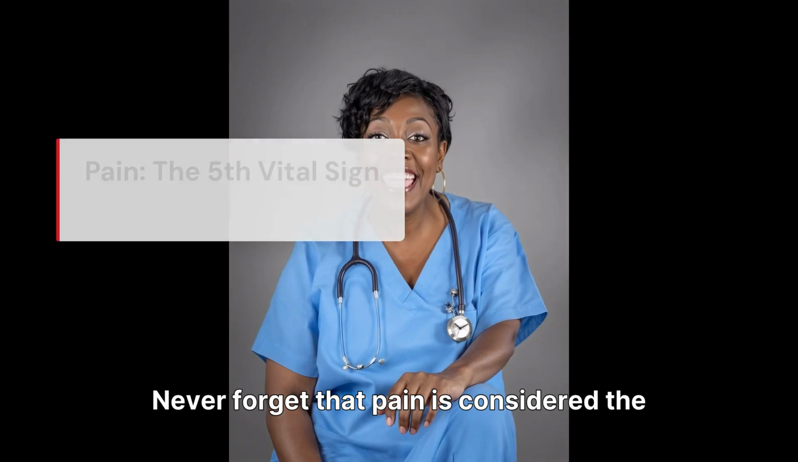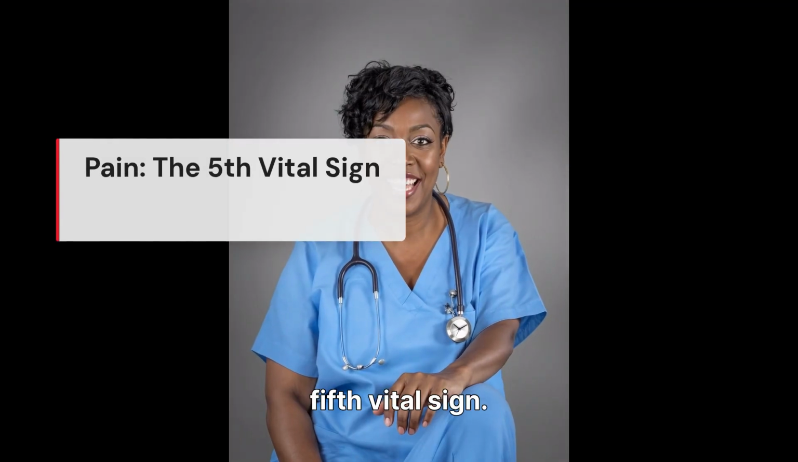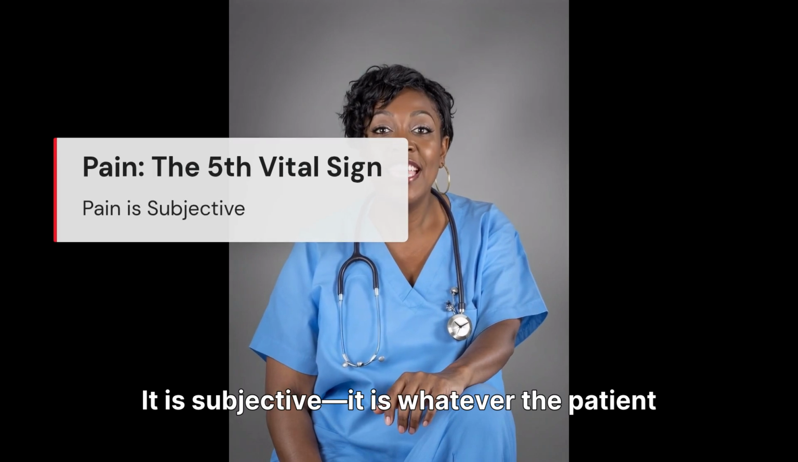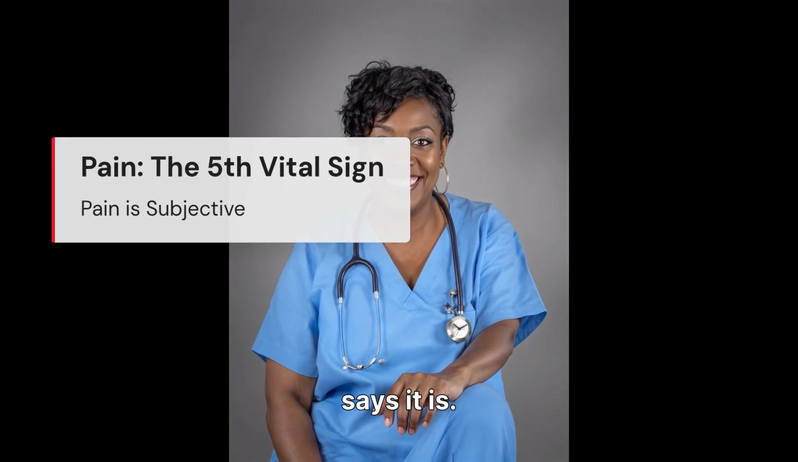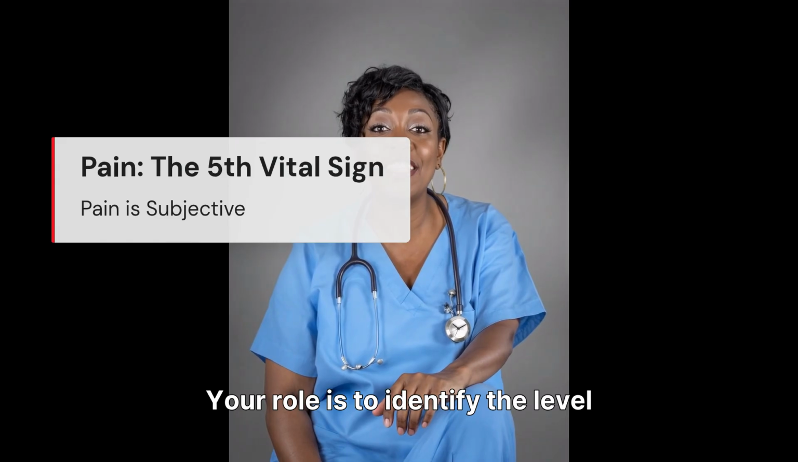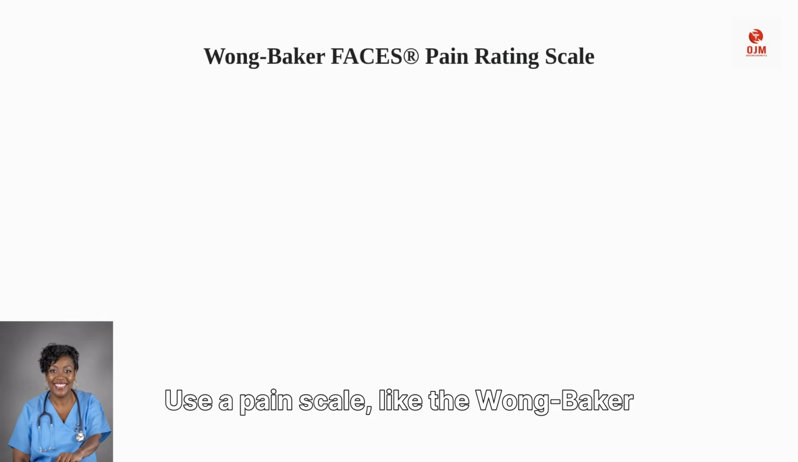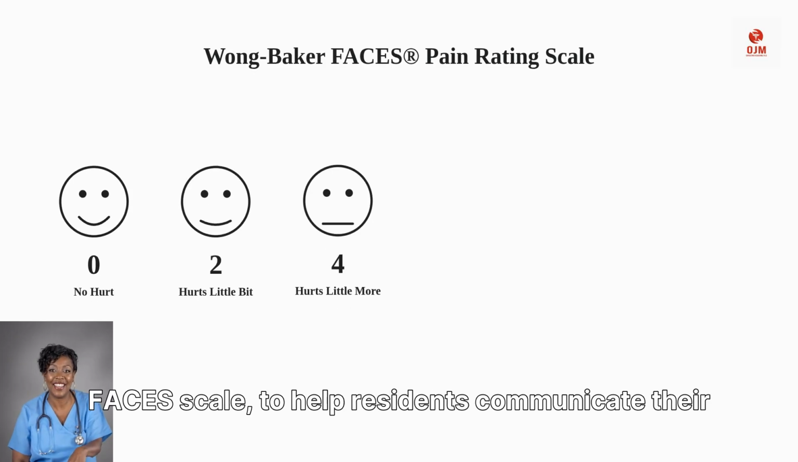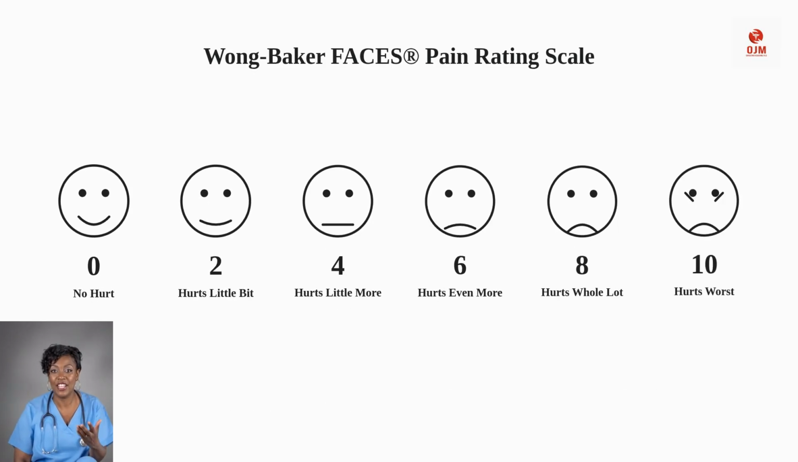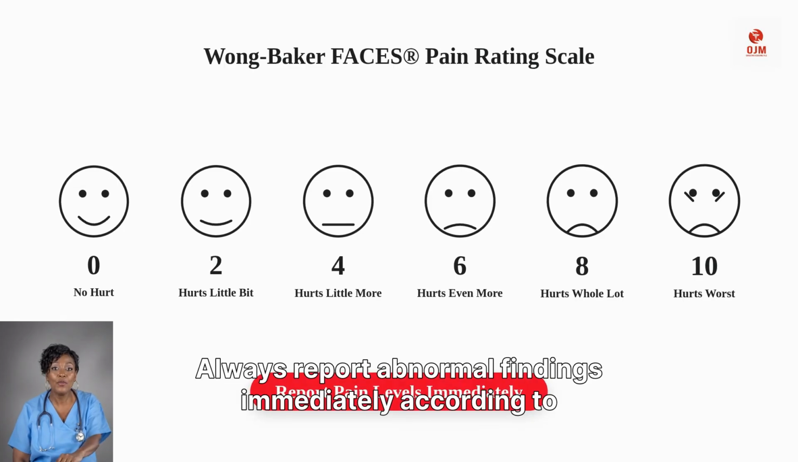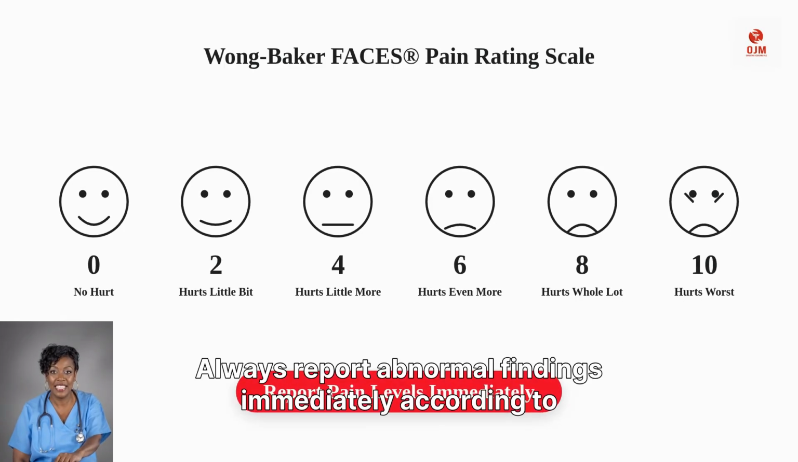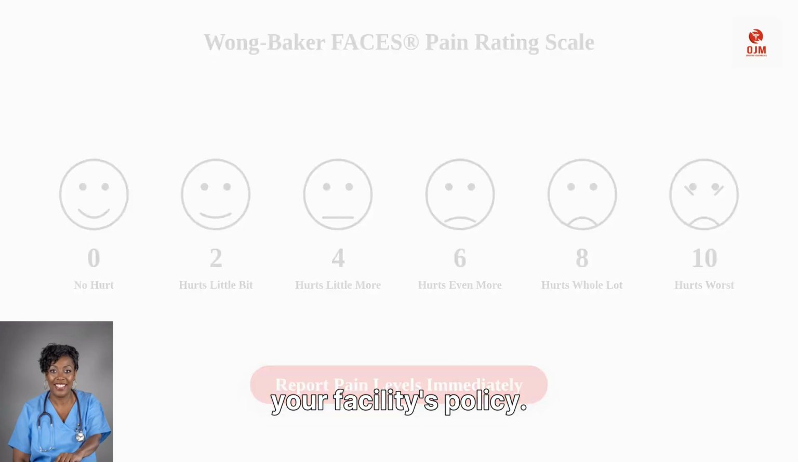Never forget that pain is considered the fifth vital sign. It is subjective. It is whatever the patient says it is. Your role is to identify the level and report it to your nurse. Use a pain scale like the Wong-Baker FACES scale to help residents communicate their discomfort. Always report abnormal findings immediately according to your facility's policy.